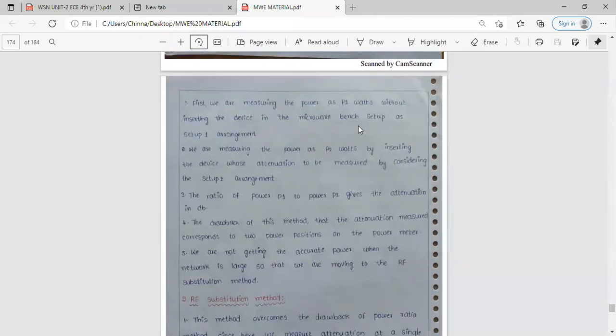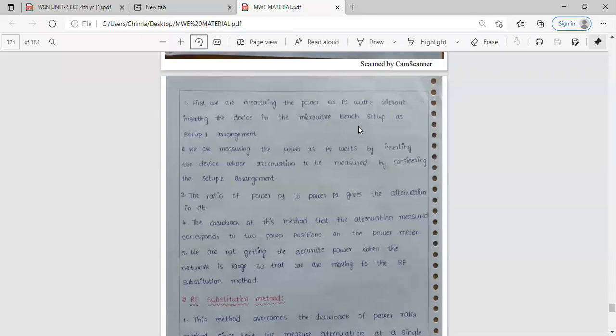We are considering the ratio of P1 by P2, then the attenuation in dB will be obtained. That value will be obtained here. And coming to the drawback, we are using two power positions across the power meter. In small equipment that will be okay. But whenever you go for a larger network, it is very difficult to calculate the power by using the power ratio method. Okay, that's why we choose the RF substitution method.